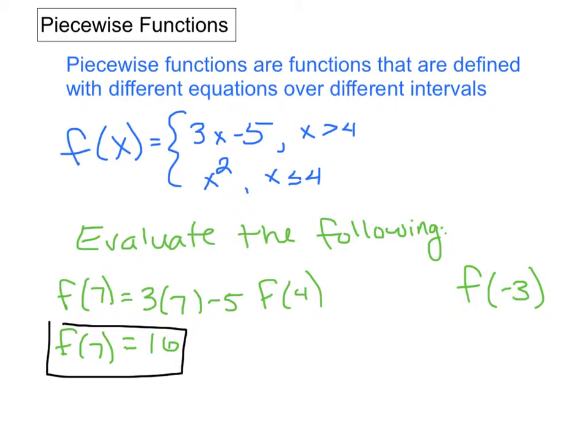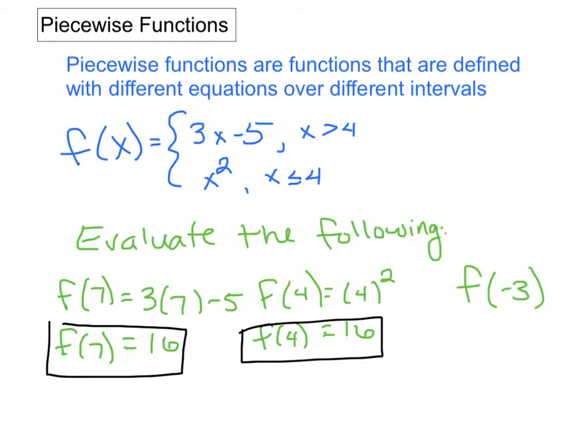Now f of 4. So we're going to use this second equation. Whatever x is, squared, which is 4. 4 squared is 16. So f of 4 is equal to 16.